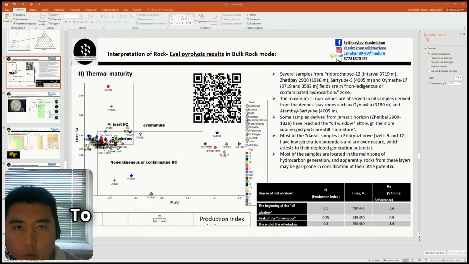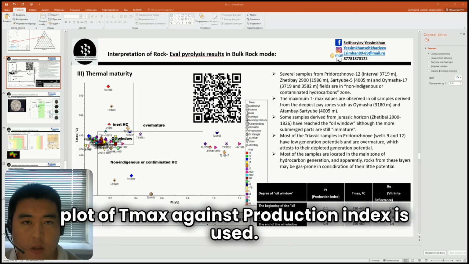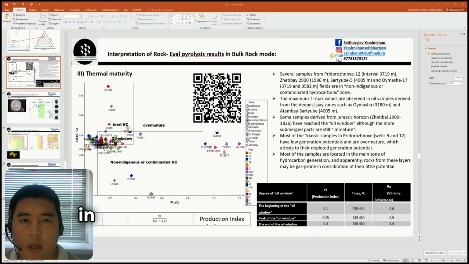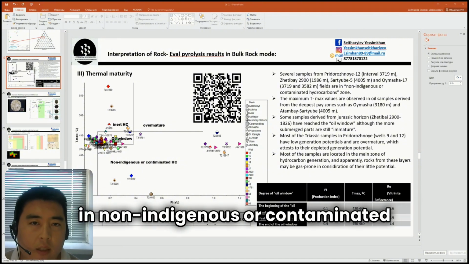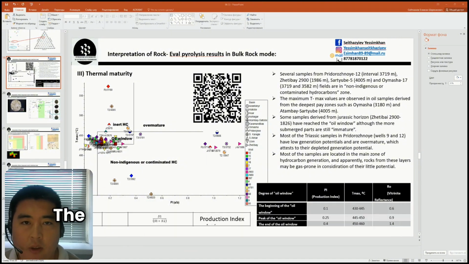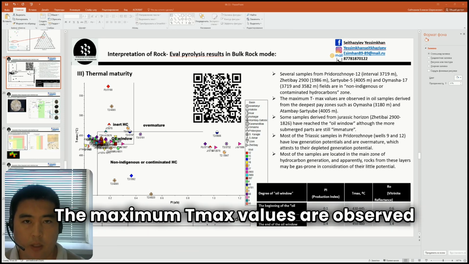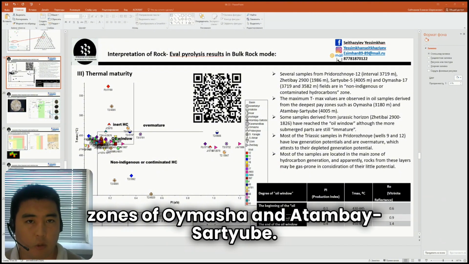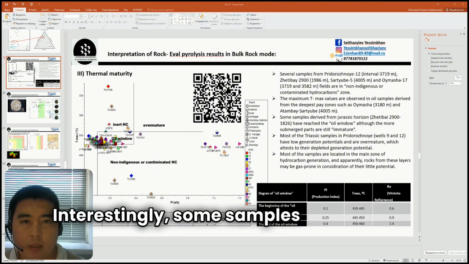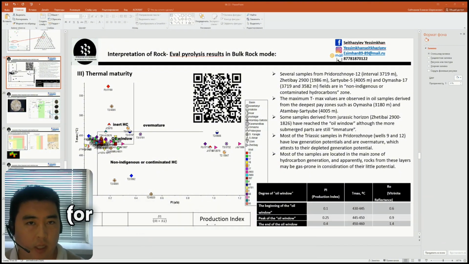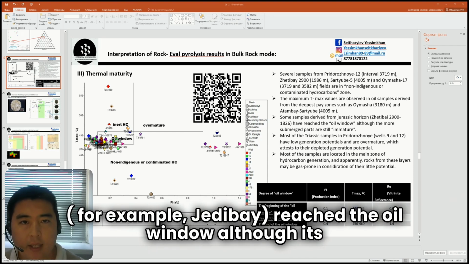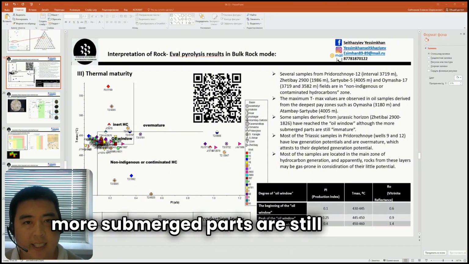Thermal maturity. To determine the thermal maturity of samples, a plot of Tmax against production index is used. According to this plot, several samples are in the non-indigenous or contaminated hydrocarbons zone. The maximum Tmax values are observed in oil samples derived from the deepest pay zones of the oil field. Interestingly, some samples derived from Jurassic horizon, for example, Jitterbug, reached the oil window, although its more submerged parts are still immature.